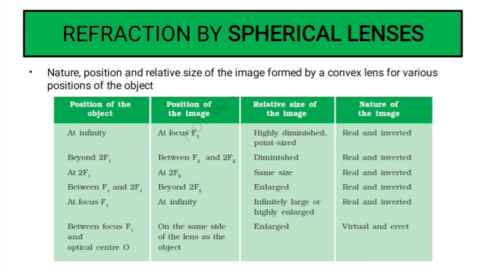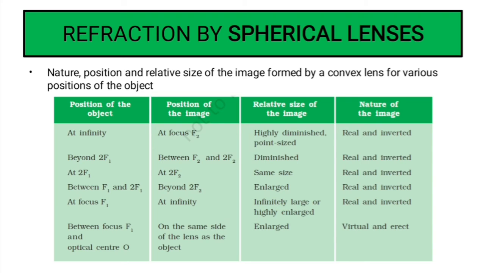Now, if you bring the object closer, if you put it beyond 2f1, then where will be the position of the image? The position of the image will be between f2 and 2f2. The size will enlarge a little bit, but it will still be diminished. Why diminished? Because it is smaller than the object. The nature of the image is real and inverted. Now, if you bring the object closer, at 2f1, then the image will be at 2f2, at the same distance but on the opposite side. The size will be the same and the nature of the image will be real and inverted.